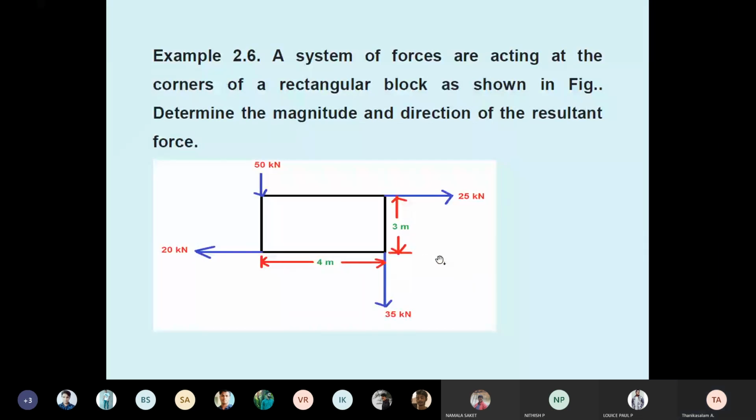Students, do you understand? Nitish? Okay, sir. Understood, sir. Louis, can you explain now? Yes, sir. In this question, we cannot use the parallelogram theorem, because there are four directions, four forces, more than 2 forces. So we have to use the formula.